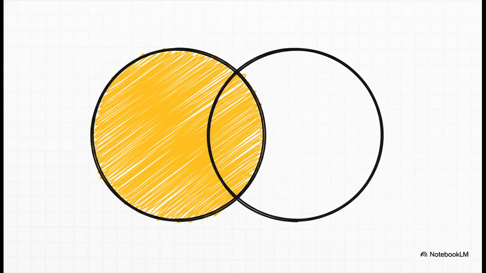A left join is different. It plays favorites with the first or left table. It's basically saying, give me every single row from this left table. I don't care what. And hey, if you happen to find a match for it over in the right table, bring that data along too. If not, just put null.